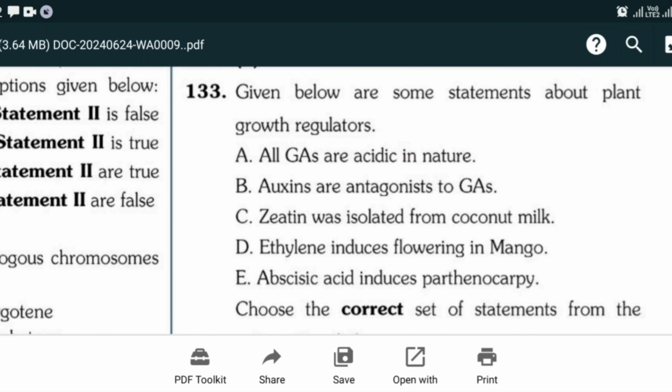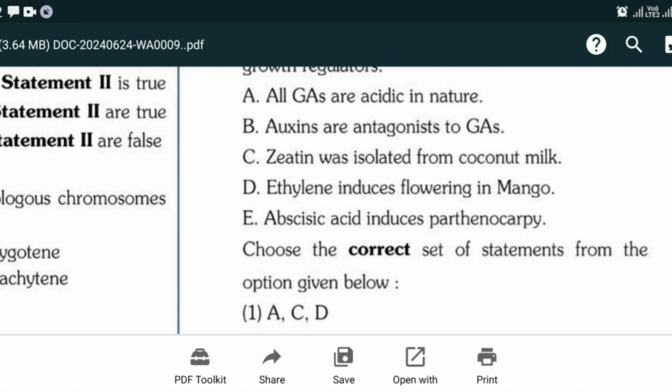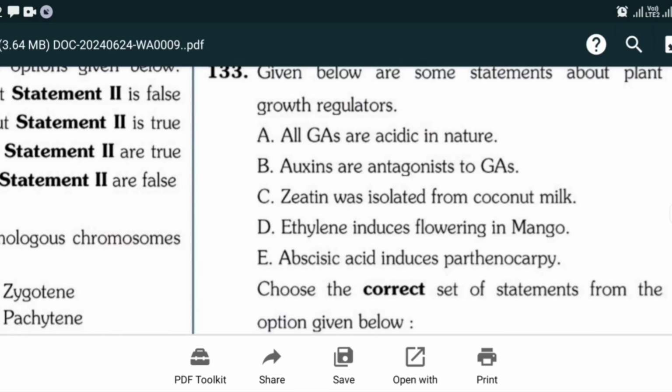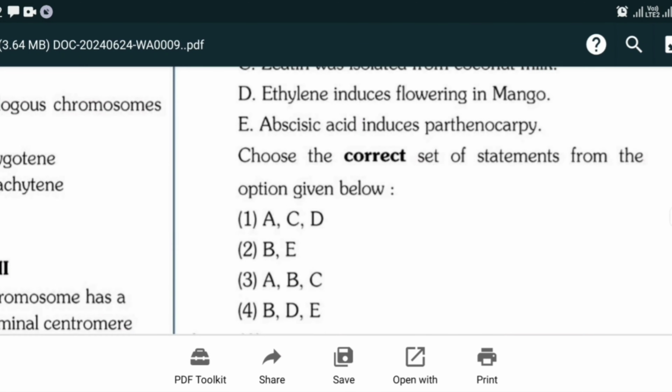Then zeatin was isolated from coconut milk, that is correct. Then ethylene induces flowering in mango, that is correct. Abscisic acid induces parthenocarpy, no, but auxin induces parthenocarpy. So the answer will be the first option. A, C, D are correct and B and E are wrong.